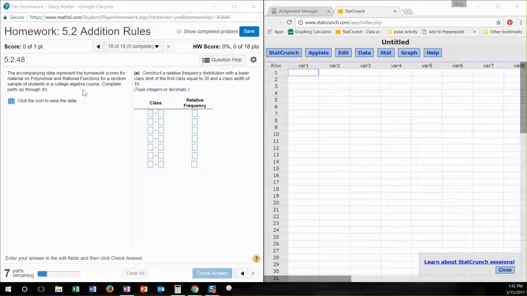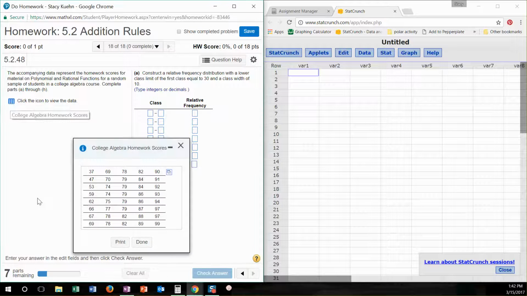So here I have the question in StatCrunch, in my homework. I have the homework screen pulled up on the left-hand side, and I went ahead and opened up StatCrunch in a separate window, and I'm displaying it on the right-hand side over here. The question asks me to construct a relative frequency distribution of the data that is in this problem, and here is the data that you see.